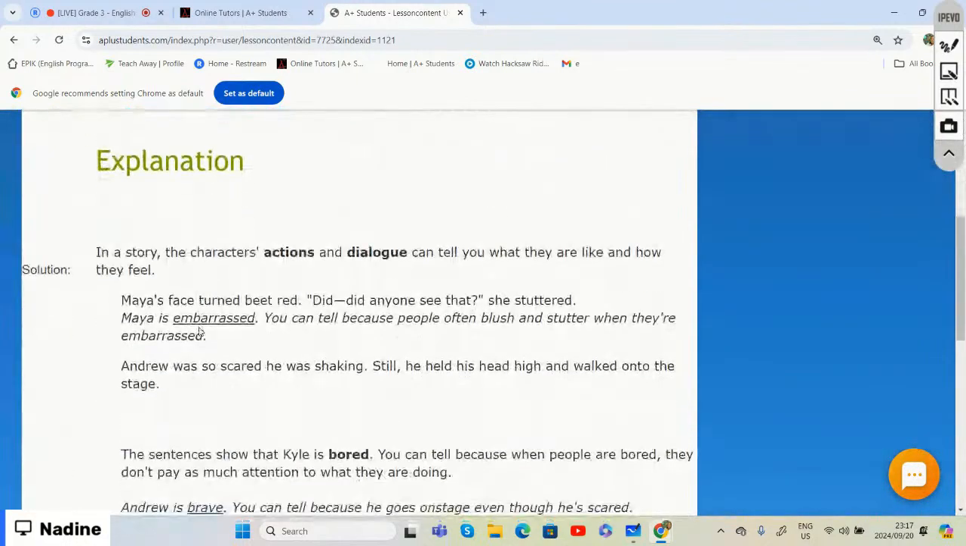All right. So we said that in the story, the characters' action and the dialogue, they can tell you what they're like and they can tell you how they feel.